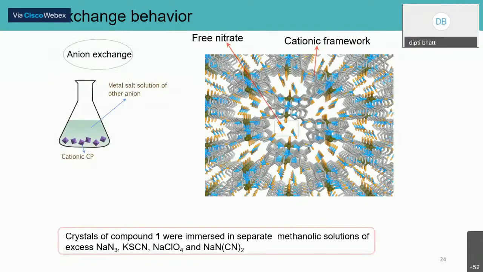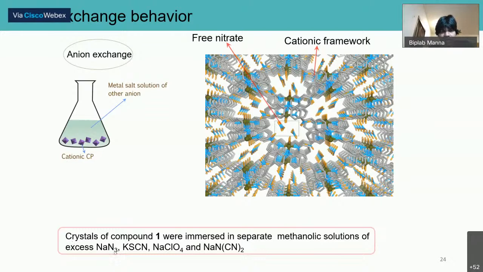Another part of the work is that, as we noticed, in the framework there is a free anion. So we thought of exchanging these free anions with other anions. This is a simple process of how we do this replacement or exchange of these anions. We put the crystal or crystalline powder in the anionic solution.